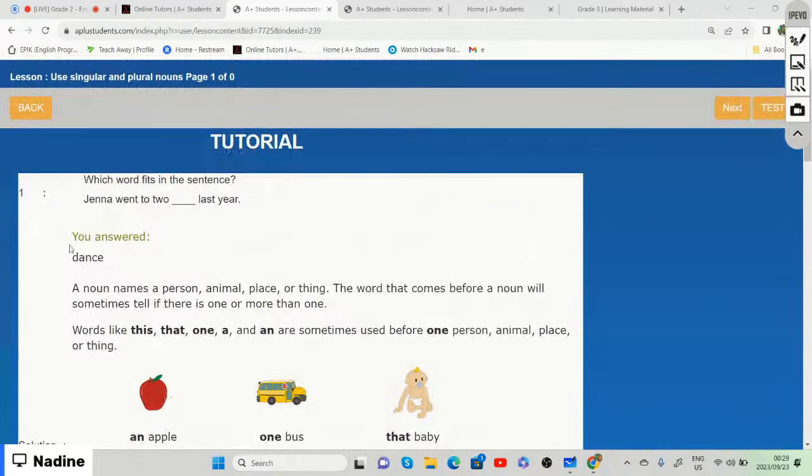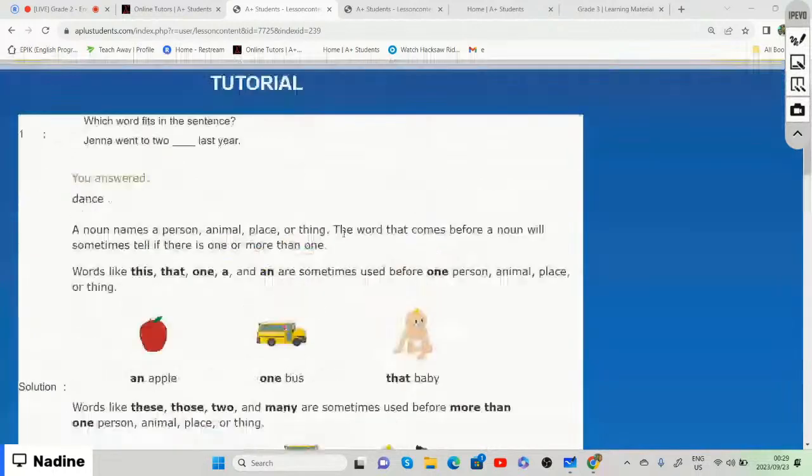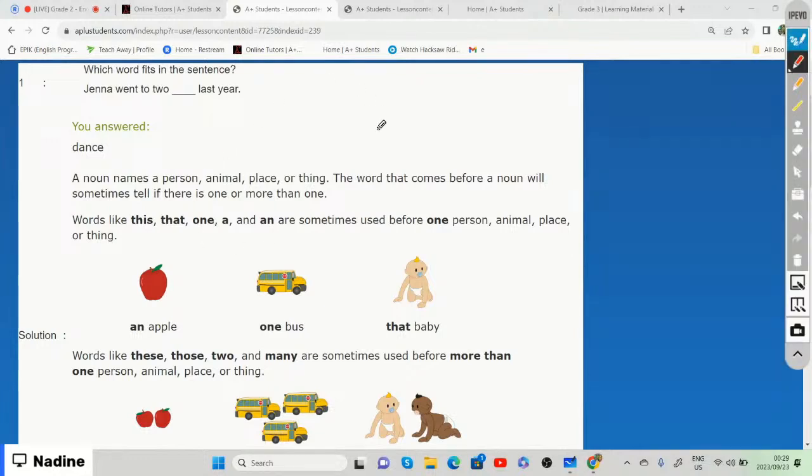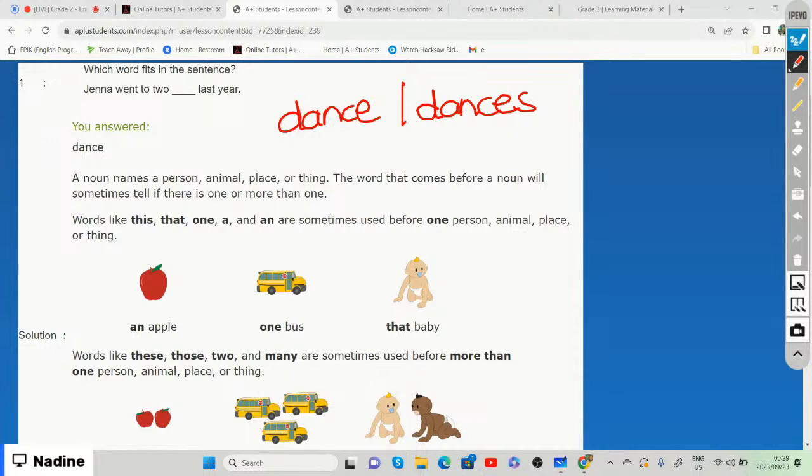All right, so now we're going to fit a word. Which word fits in the sentence? Jenna went to two last year. Did Jenna go to two dance or dances last year? So do we say dance, or do we say Jenna went to two dances last year? Which one is the correct one? Is it two dance or two dances?